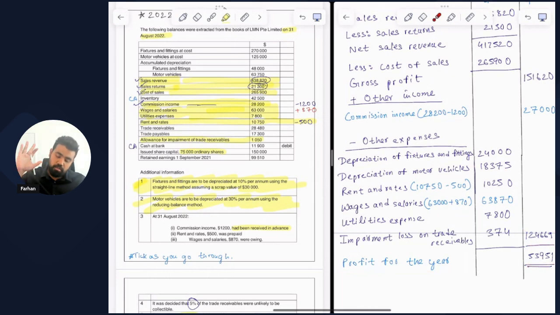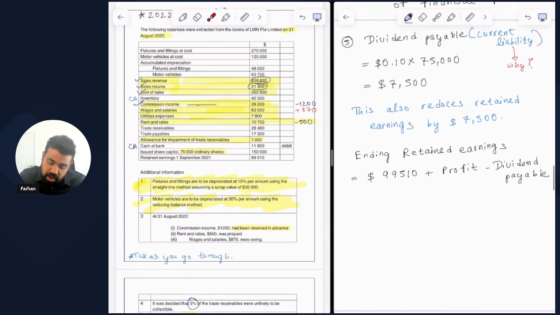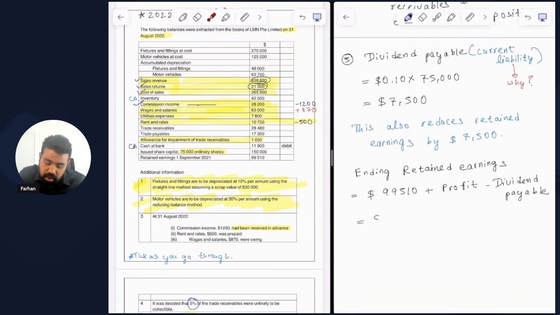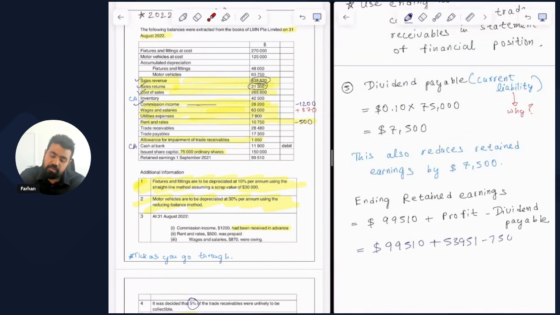Okay, so I believe that clears any doubt you may have with the statement of financial performance. Now, let's calculate the ending retained earnings balance. Let's go back up, given that the profit now is 53,951. So we are here. If you want to find the ending retained earnings balance, we start with the opening of 99,510, and then you add the profit of 53,951. Let me just double check this, 53,951 minus the dividend payable of 7,500. Okay, so let's see how much we've got.